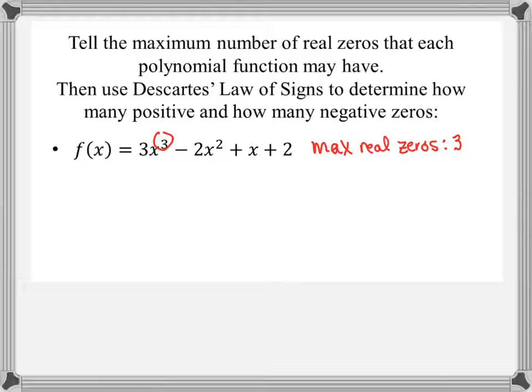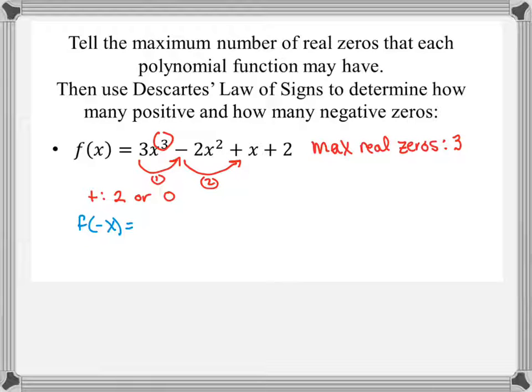Now we need to count sign changes. So for the positive real zeros, we have positive 3 to negative 2x squared, so that's a sign change. We have negative 2 as our coefficient to positive 1, that's a second sign change. And then from positive 1x to positive 2, we don't have a sign change. So we may have 2 positive real zeros, and if I subtract 2 from that, because 2 is an even integer, 2 minus 2 is 0. So I could have either 2 positive real zeros or 0 positive real zeros.